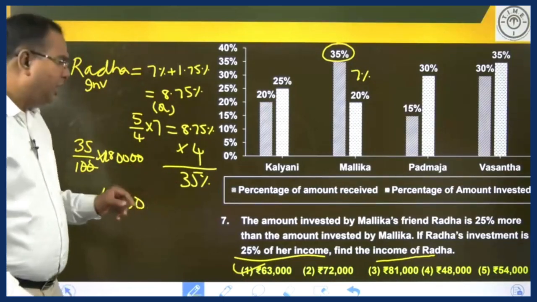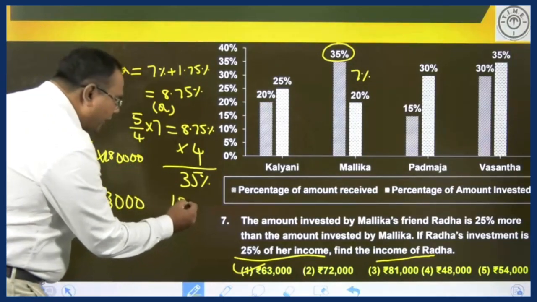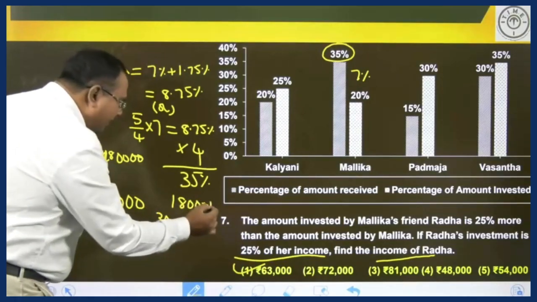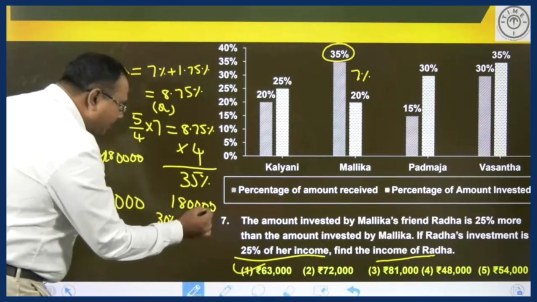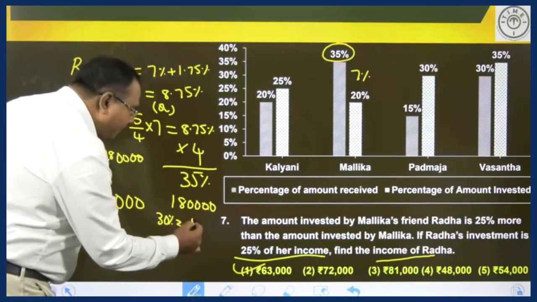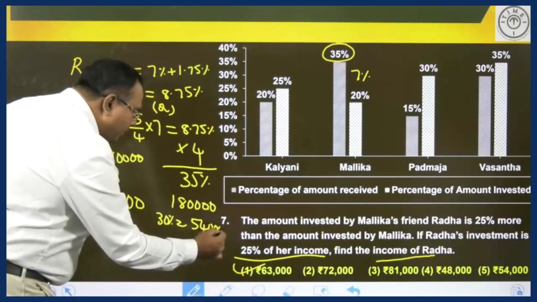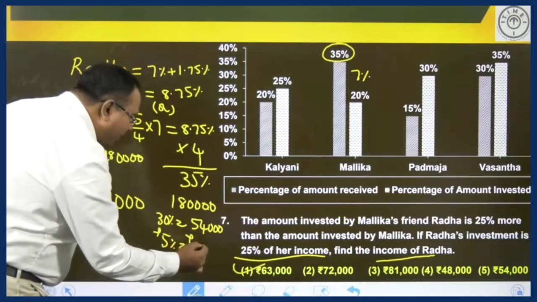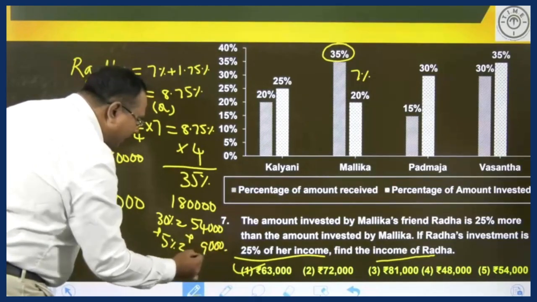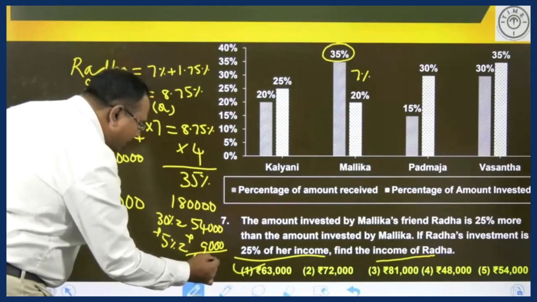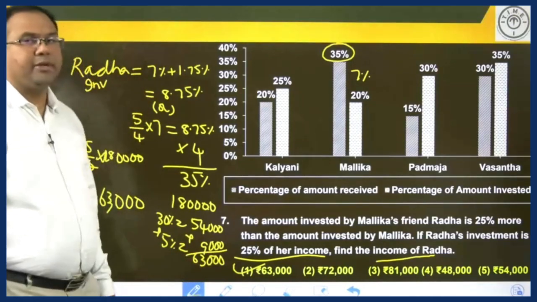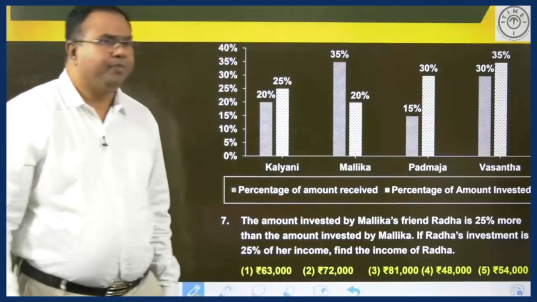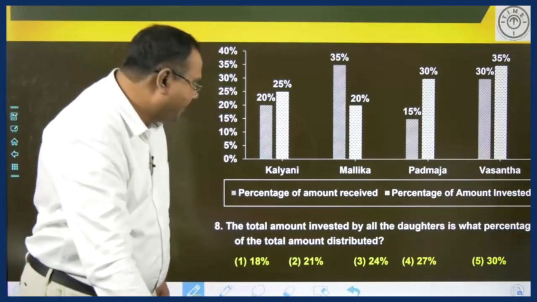You can also solve it like this. 30% of 1,80,000. How much is 10%? 18,000. So 30% is 54,000. Plus 5%: 10% is 18,000, so 5% will be half, 9,000. 54 plus 9, instead of multiplying, I can also do it like this. It has to be 63,000. Right? Choice 1 is your answer, students. Let us move to question number 8.